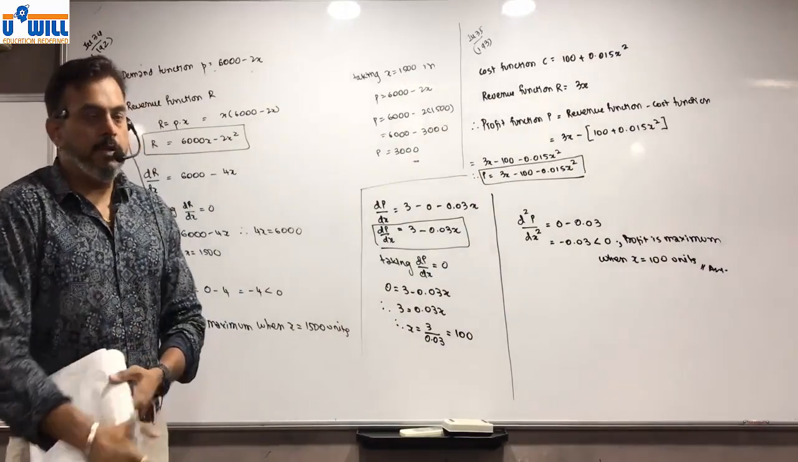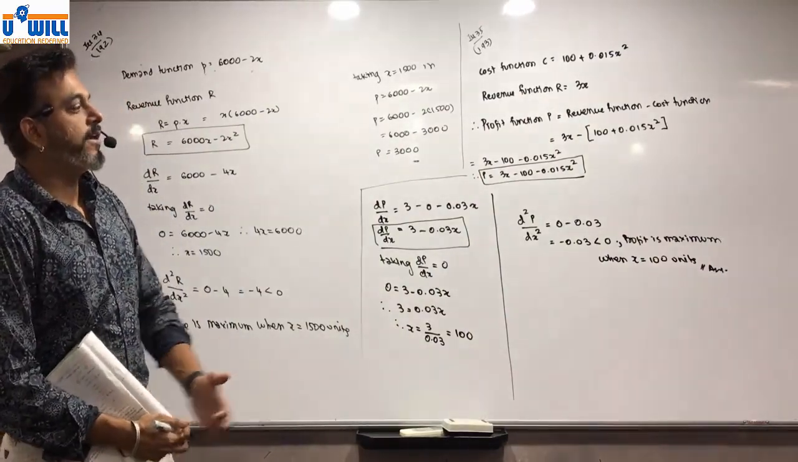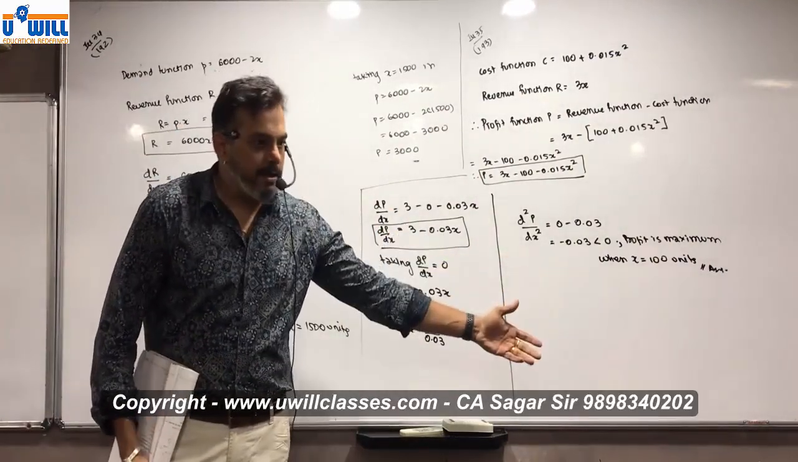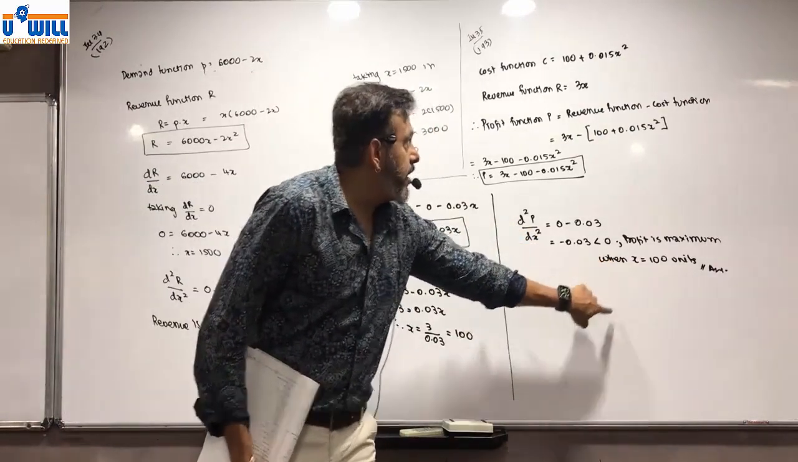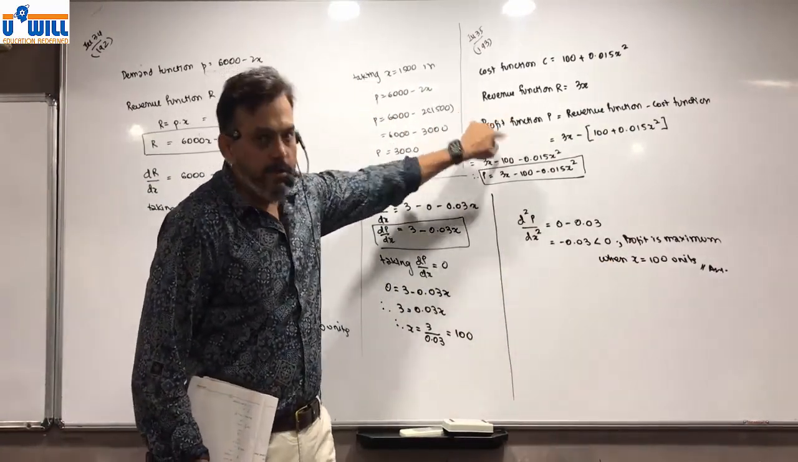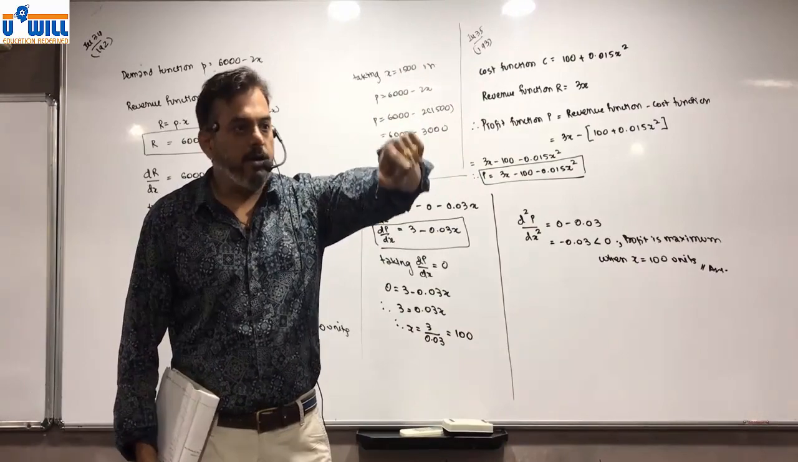Now in this sum, if we are asked to find out the maximum profit, how much is it, so we use this 100 and put it in the profit function. Understood this?